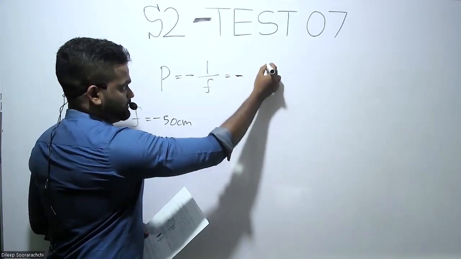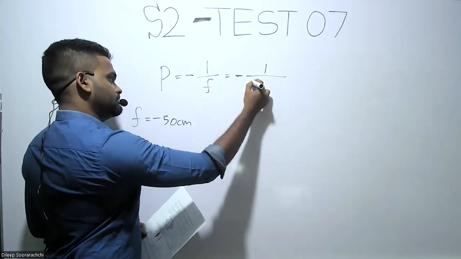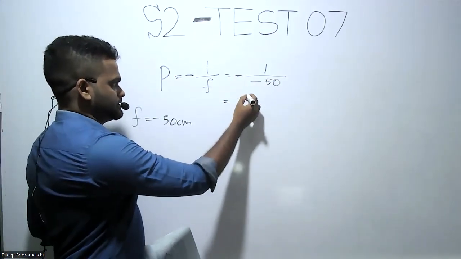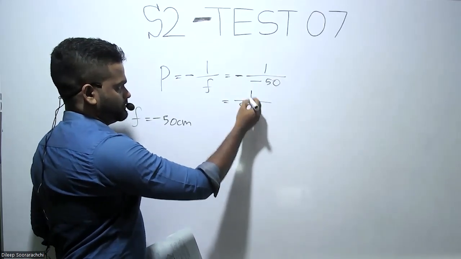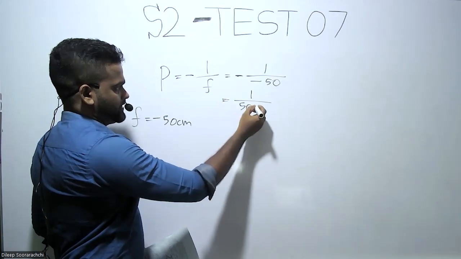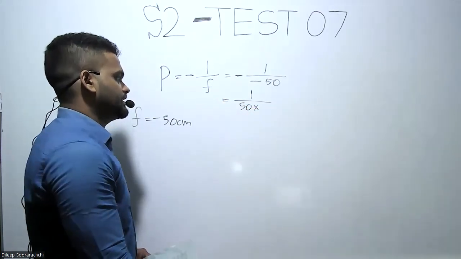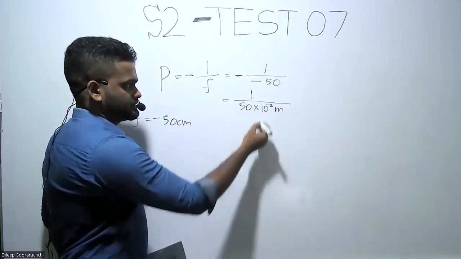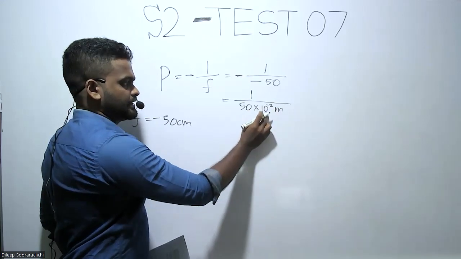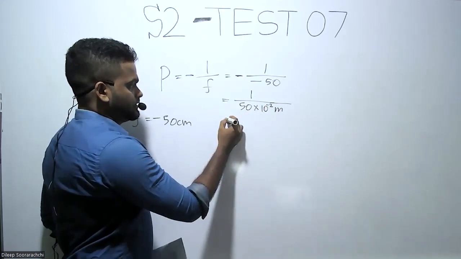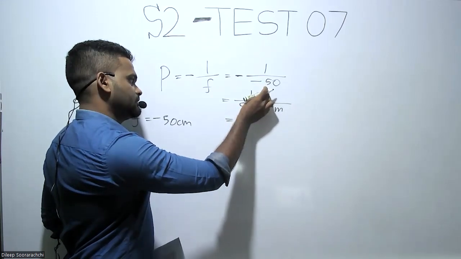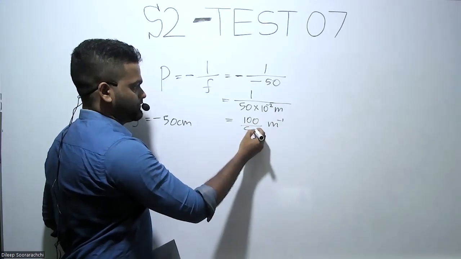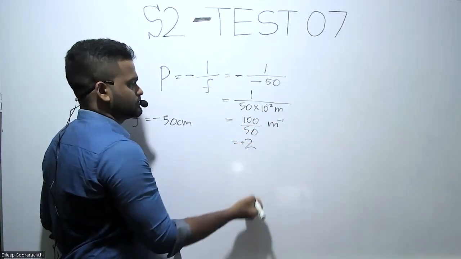There's a minus sign in the equation. F is equal to minus 50. So minus minus plus, minus minus plus. This is in centimeters. So centimeters, I can write it as 10 to the power minus 2 meters, because it was centimeters, 10 to the power minus 2 meters, right? So this minus 2 goes up, so it becomes 100 per meter divided by 50. So this is 2 per meter.